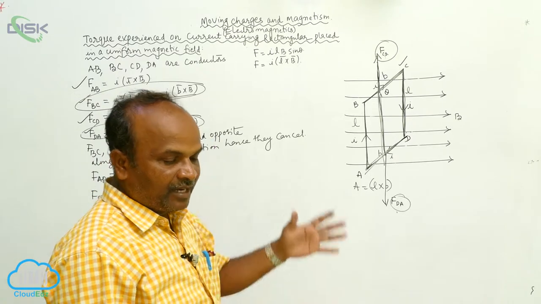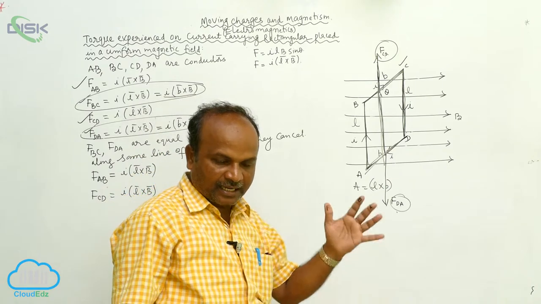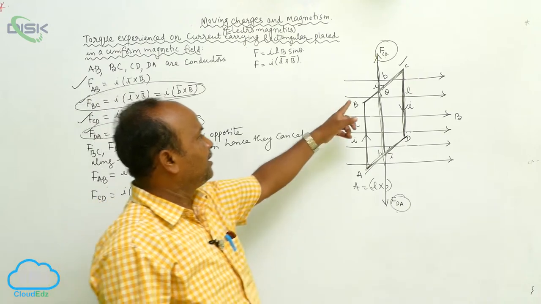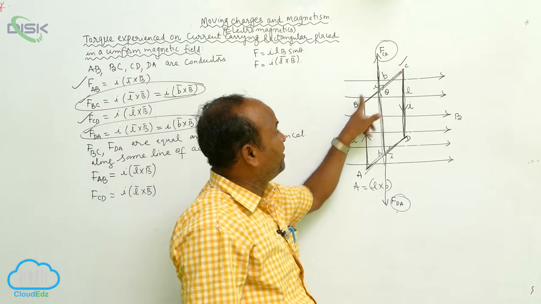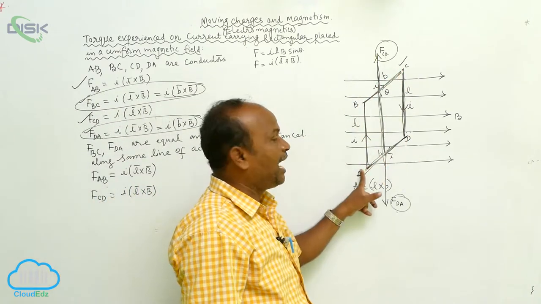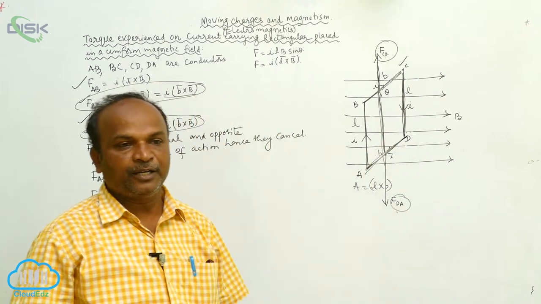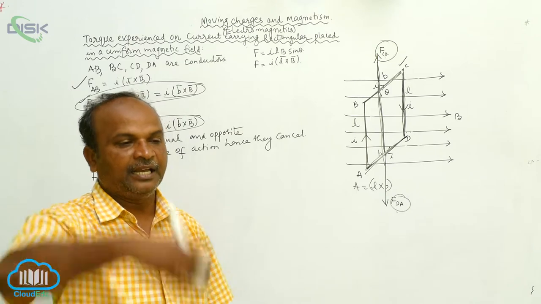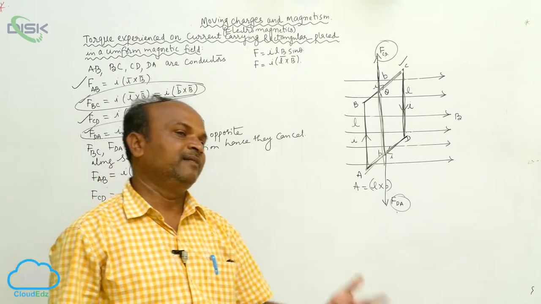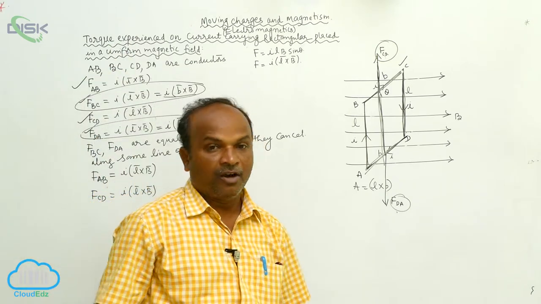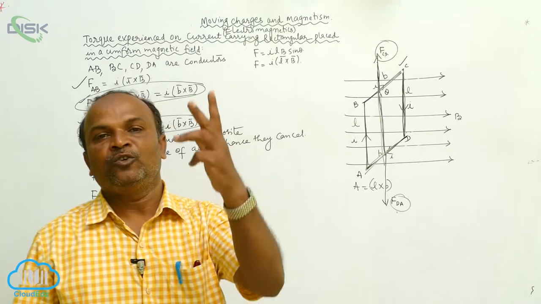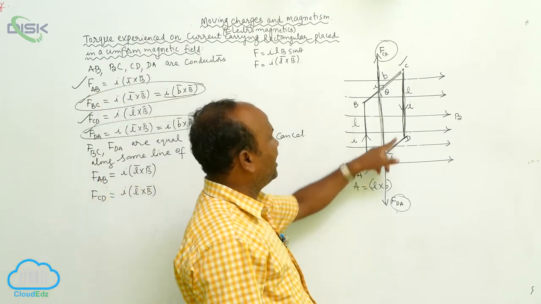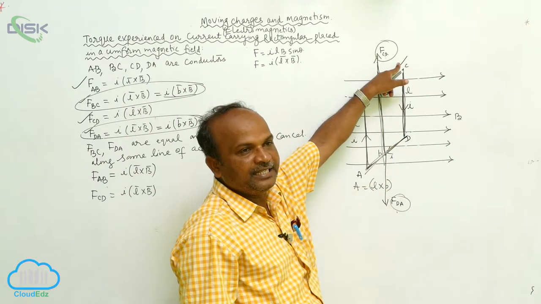That means whenever the current carrying rectangular coil is placed in the uniform magnetic field, the forces acting on the breadths are equal and opposite, and they are acting along the same line of action. They will cancel with each other. Next, out of four forces, only two forces are left: the force acting on AB and the force acting on CD.